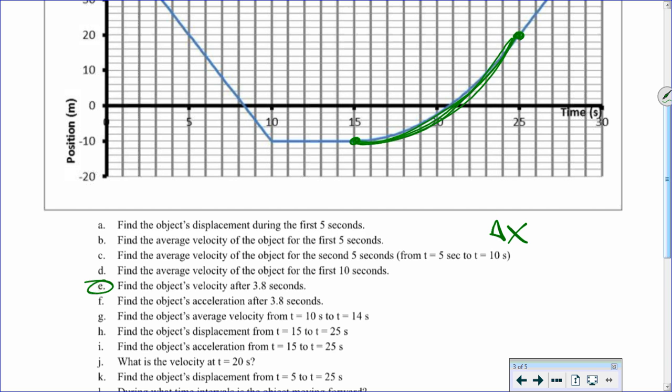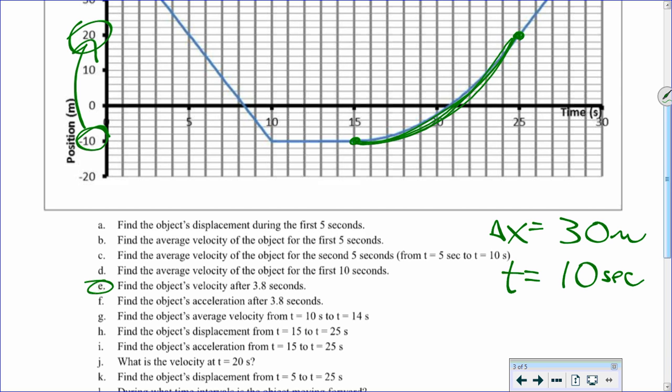Let's see. My starting position was -10. My ending position is +20. So my displacement is 30 meters. All right, cool, that seems useful. We know the time has got to be 10 seconds, right? 15 to 25, that's 10 seconds.